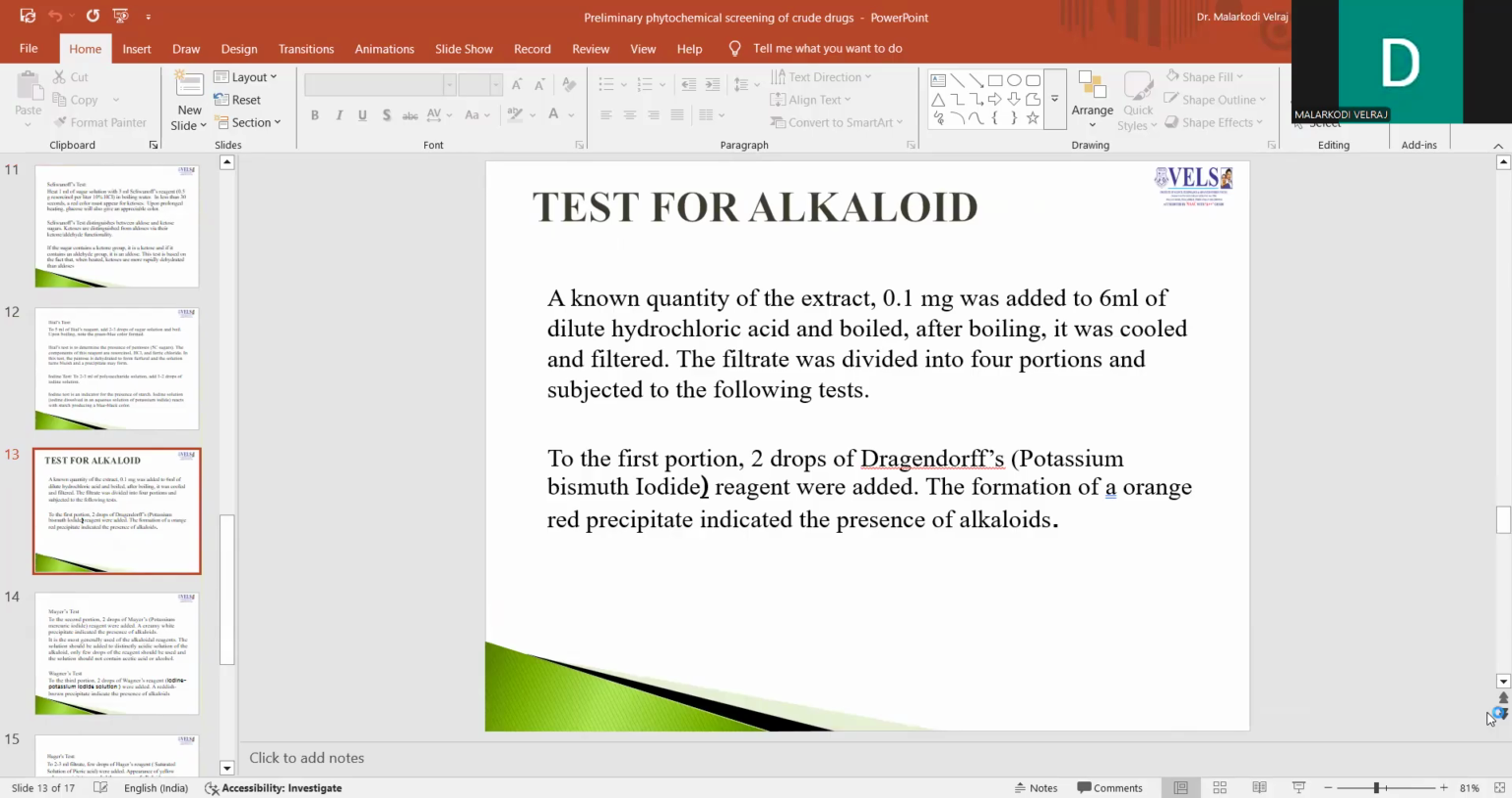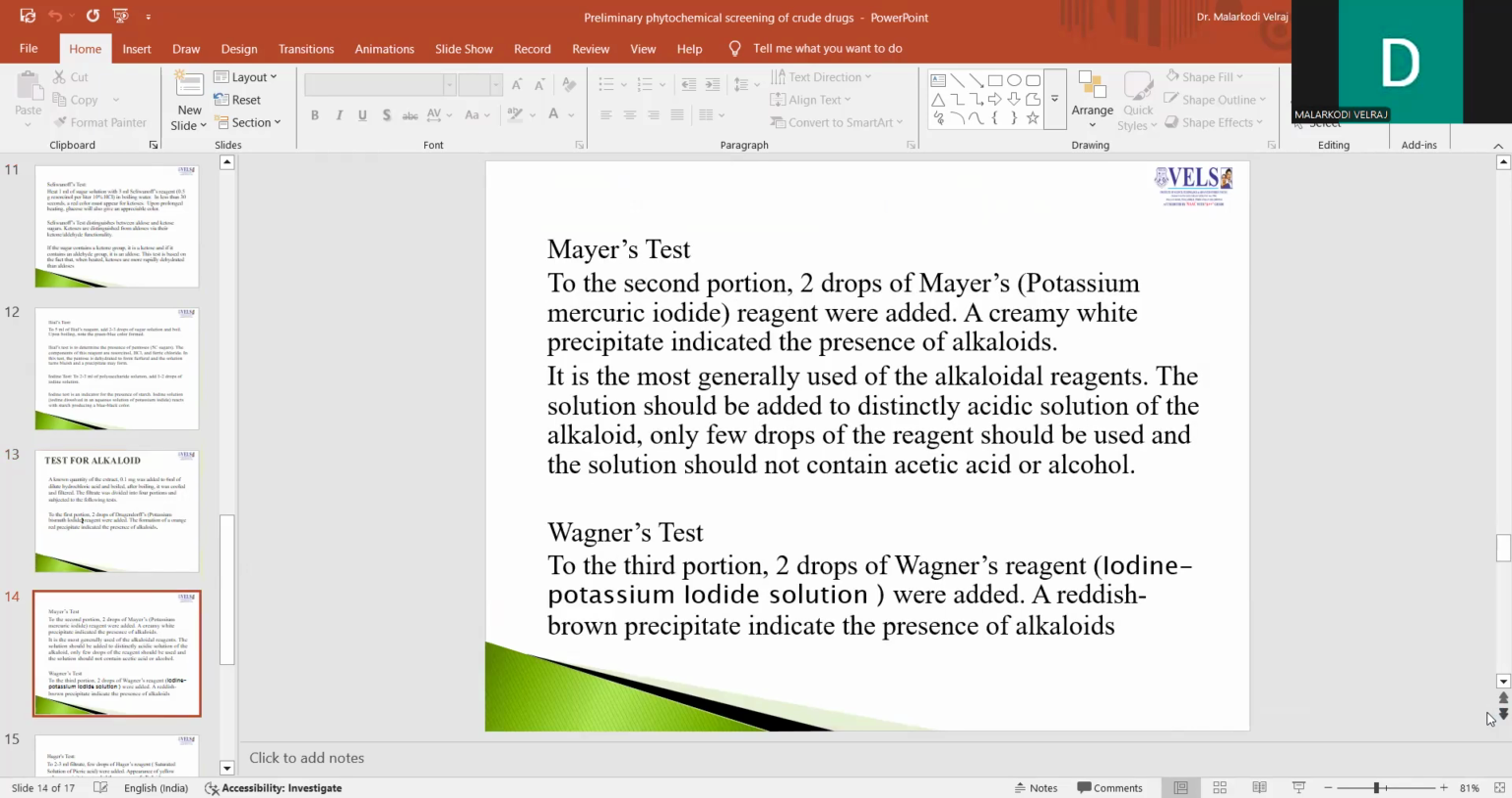To the first portion, 2 drops of Dragendorff's reagent is added. Dragendorff's reagent's chemical name is potassium bismuth iodide. The formation of an orange-red precipitate indicates the presence of alkaloids.